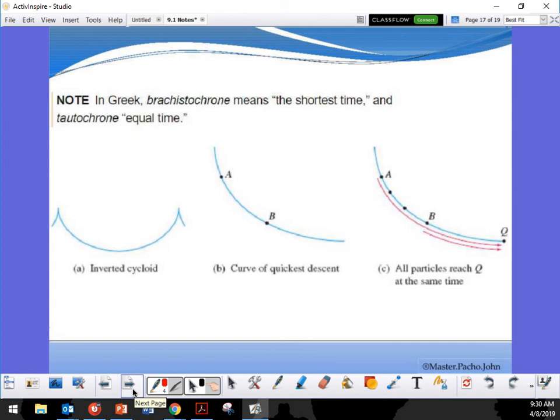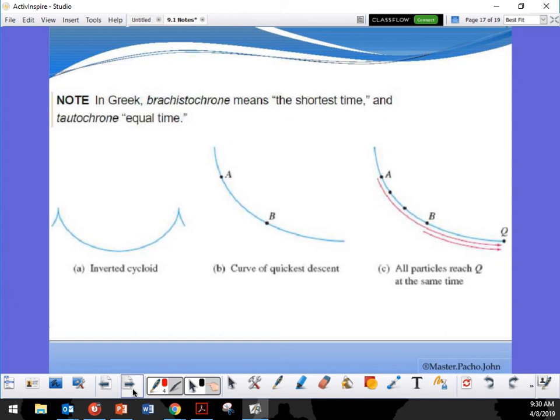Alright, in Greek, brachistochrone means short time, and tautochrone means equal time. I don't know, I've never used those words before in my life. Okay, anyway, so you guys learned some Greek right now. Anyway, so the inverted cycloid is the curve of the quickest descent. And see, all particles reach Q at the same time.